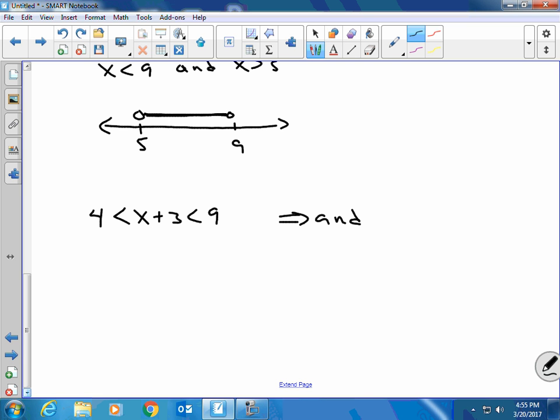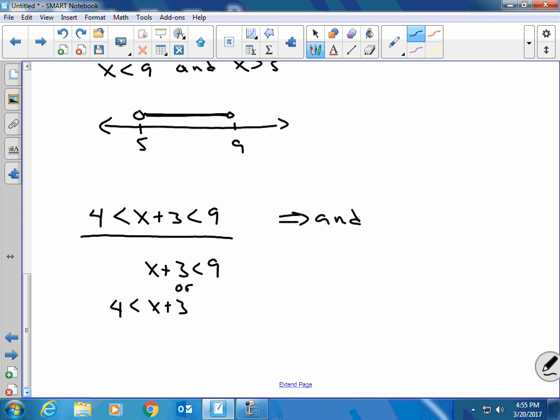If you have two inequality statements, what are my two inequality statements? Well, my first one is x plus 3 is less than 9, and my second one is x plus 3 is greater than 4. If I put those together as a single inequality statement, I've just implied that it's an and. Okay? If I wanted to say, give me every number where x plus 3 needs to be less than 9 or it needs to be greater than 4, I have to use the word or.